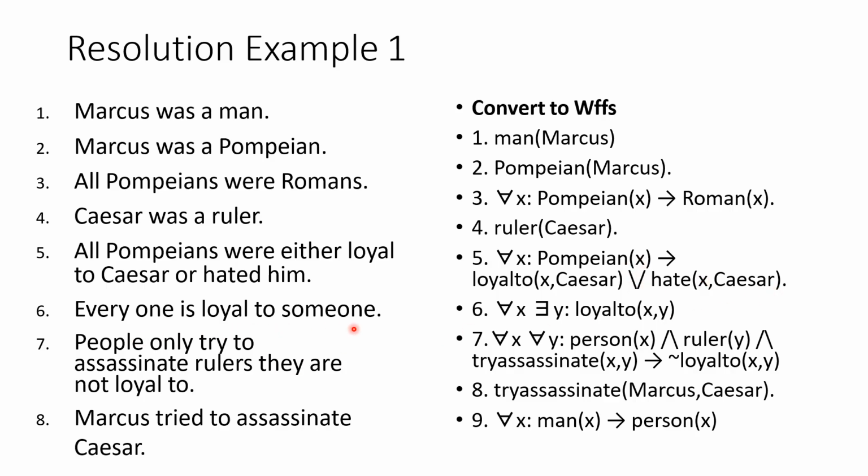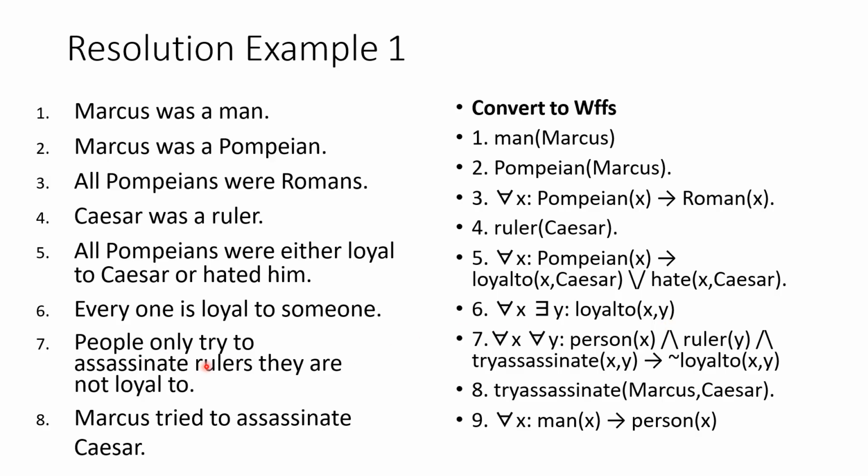Then everyone is loyal to someone. So we have to represent everyone using the universal quantifier, for all x. To represent someone, there is the existential quantifier, that is some y. Then loyal to x comma y.